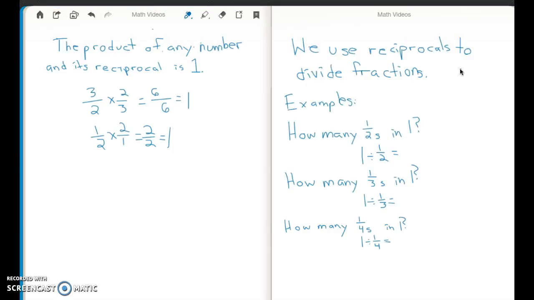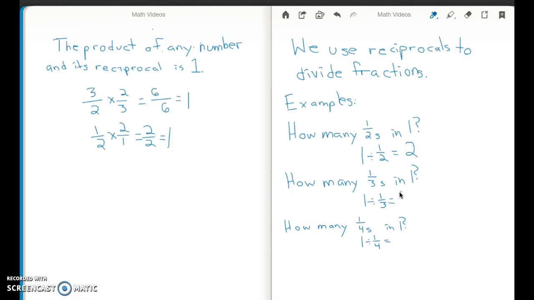Use reciprocals to divide fractions. You don't have to write all of the words in the examples, but please write the problem, as in 1 divided by 2. So here are some examples. How many halves are in 1? We would write this 1 divided by 1/2. And our answer, if I have a whole, how many halves are in it, would be 2. So write that, 1 divided by 1/2 equals 2.